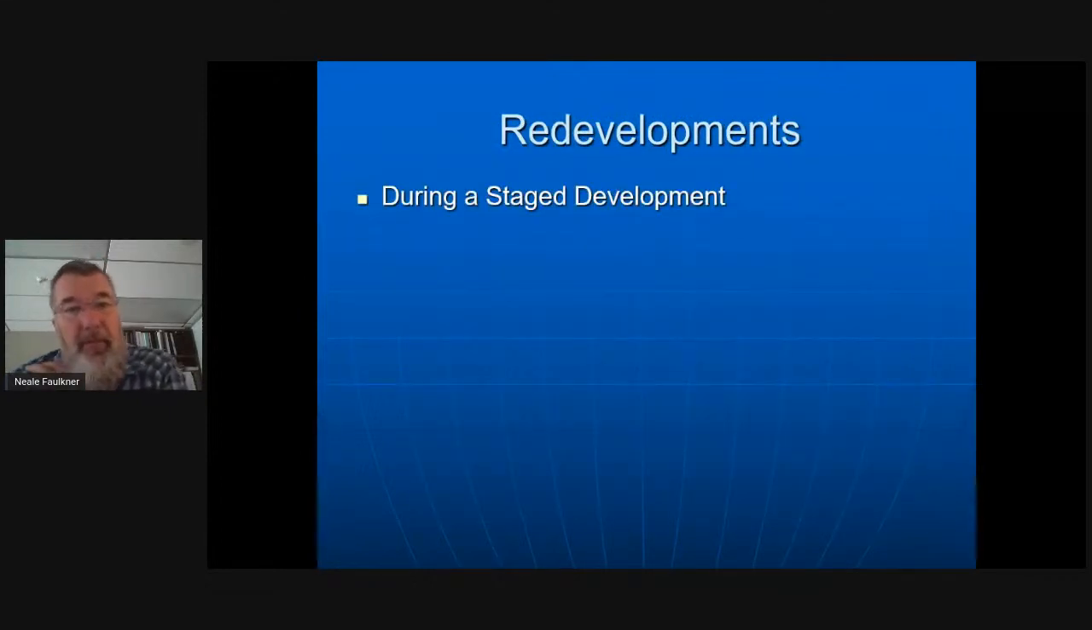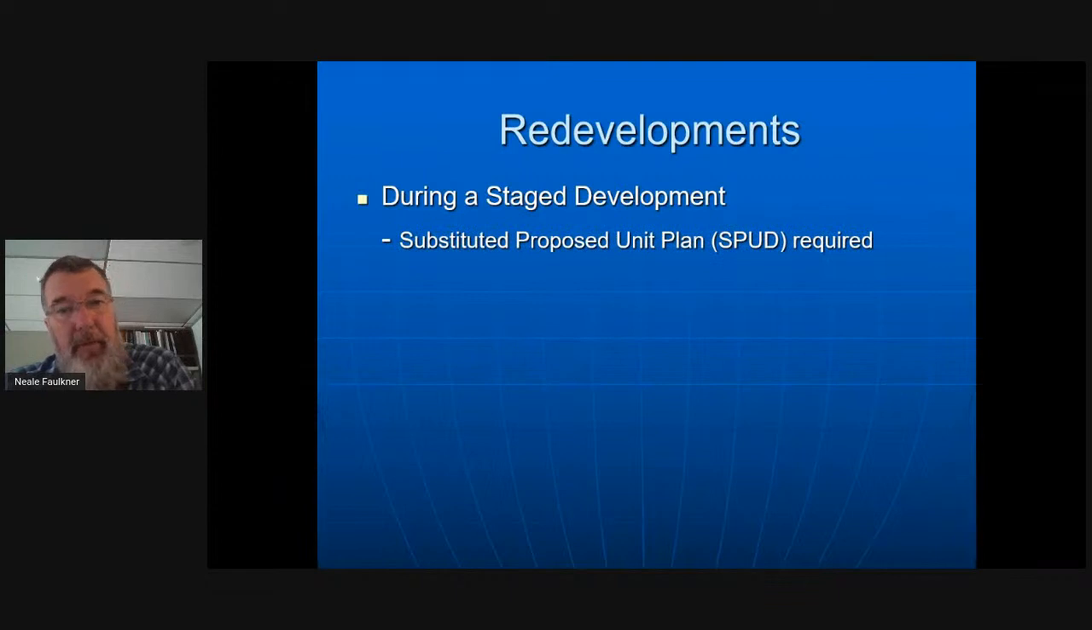So, redevelopments during a staged development. You can do a redevelopment partway through your staged development. Based on market demands, the developer decides he wants to change the configuration of the units, make them bigger, smaller, fewer, more, whatever, or there have been some changes to the units that are about to be developed. So you have to go through a redevelopment process while you're in the middle of doing the staging.